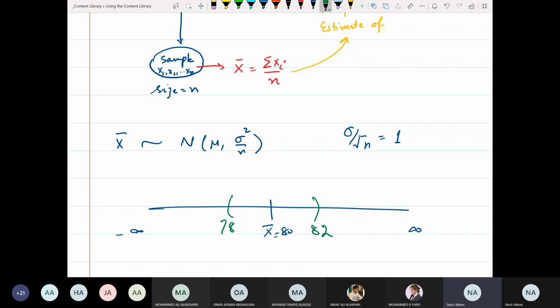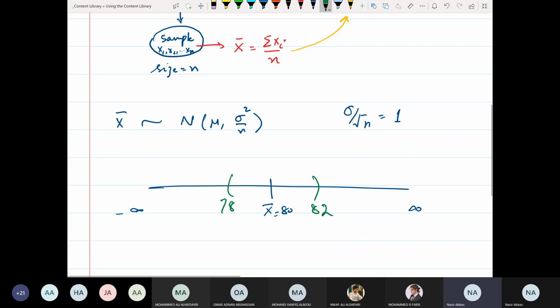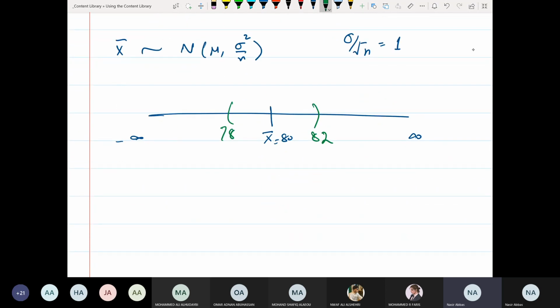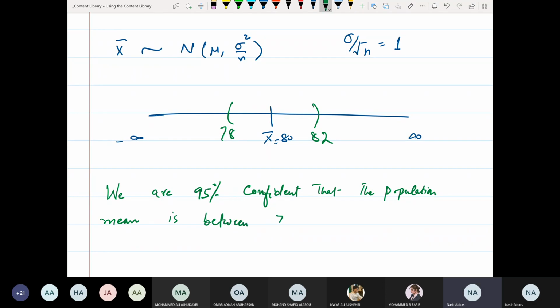Now, when you say we are 95% confident that your mu is between 78 and 82, what is this? I just said something. We are 95% confident that the population mean, which is unknown obviously, is between 78 and 82. This statement is about what? This statement is about mu. I'm giving a statement about mu. Based on what? Based on sample information.